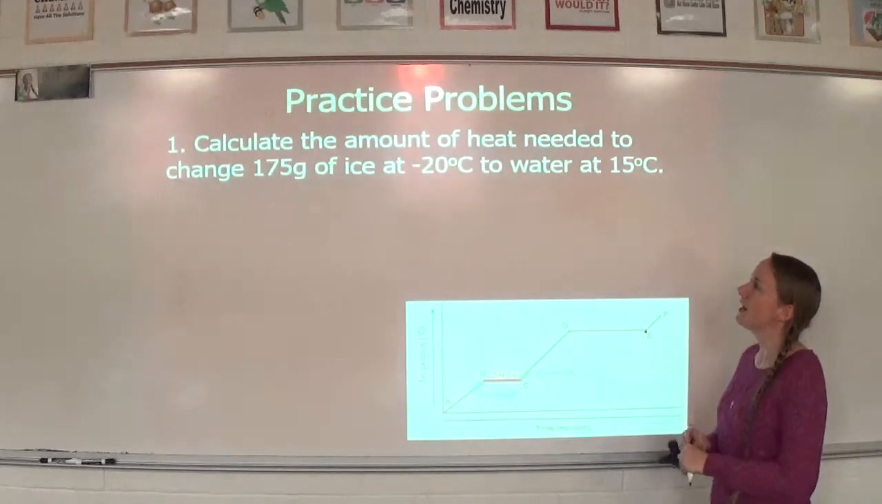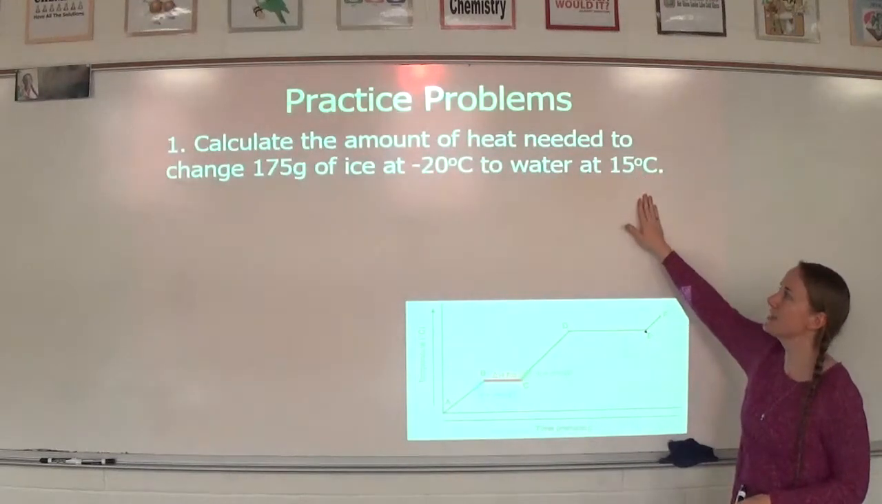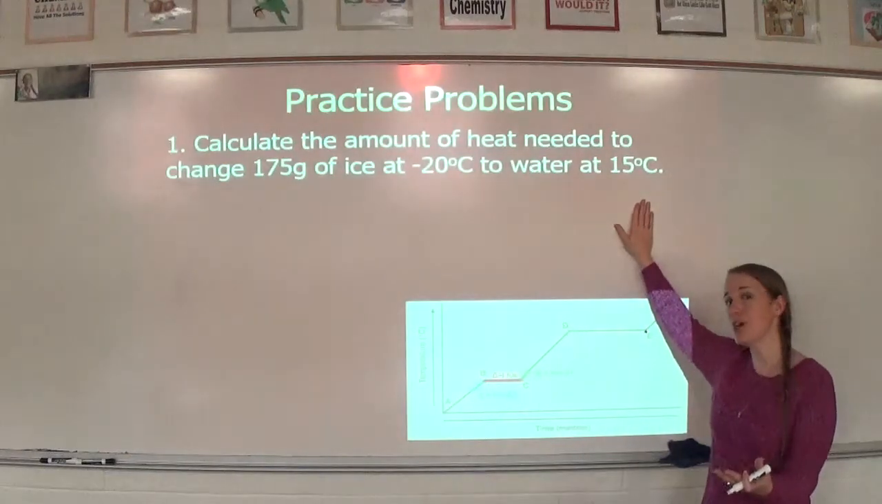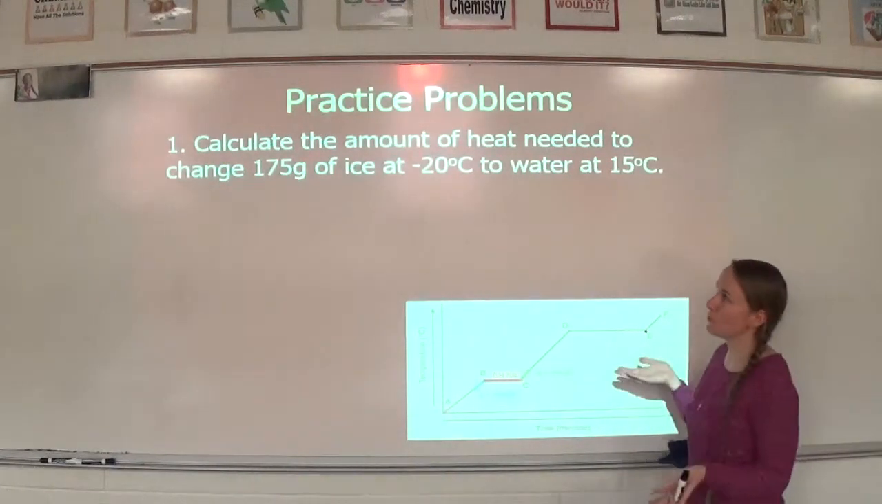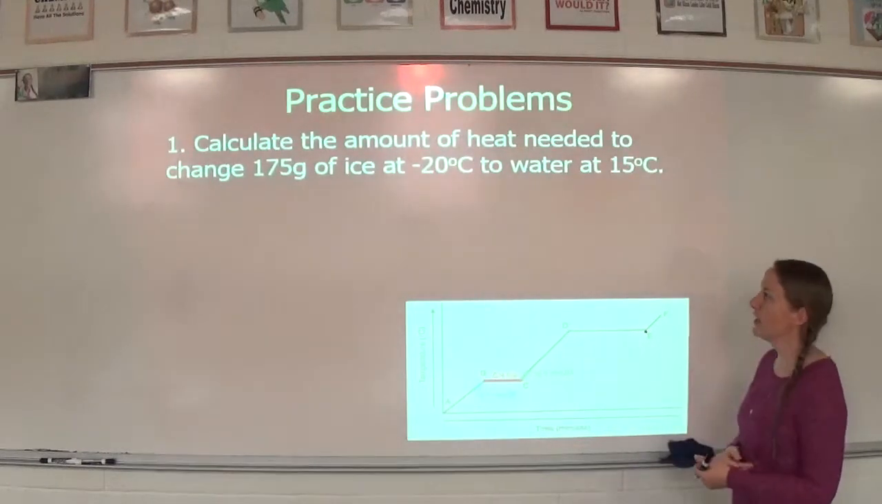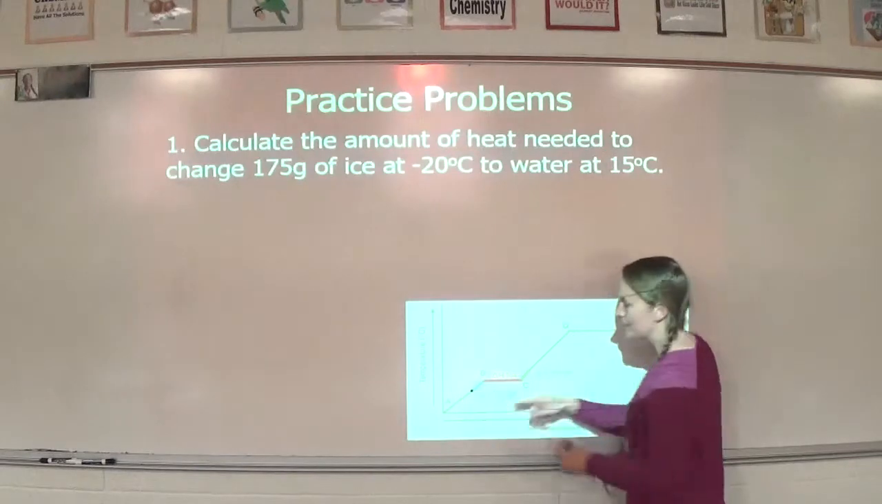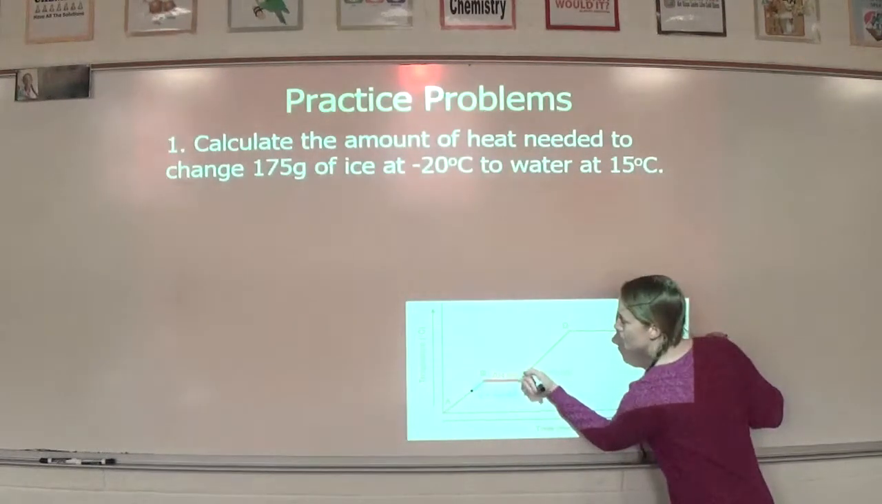Oh well. All right, so it says calculate the amount of heat needed to change 175 grams of ice at negative 20 degrees to water at 15. So if you feel like you might want to try this one, pause it and try it. I don't know if you'll be ready quite yet, but you're more than welcome to, but we'll go ahead and do it together. All right, so we are at negative 20 degrees Celsius, so I just started down here, and then we are going to water at 15 degrees Celsius.